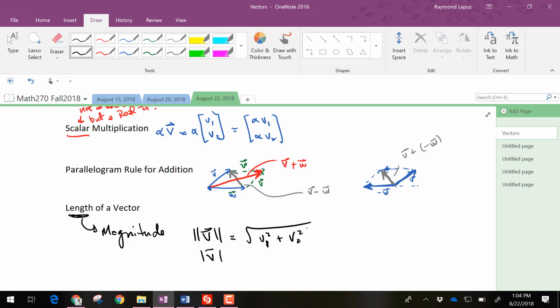So these are some of the things that we could do with vectors. We can add, we can scalar multiply, and we got the geometric picture in our heads for addition and subtraction, and then we got the idea for the length of the vector. By the way, is the length of the vector a vector or a scalar? It's a scalar.